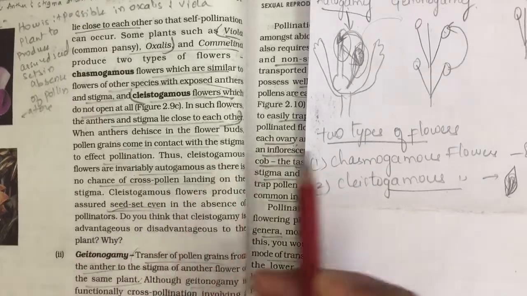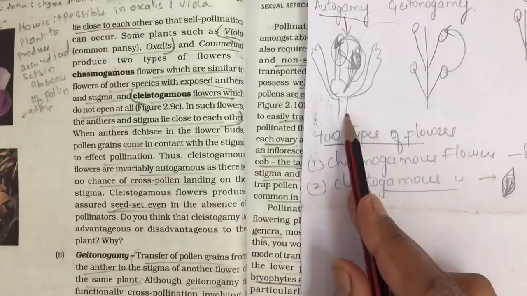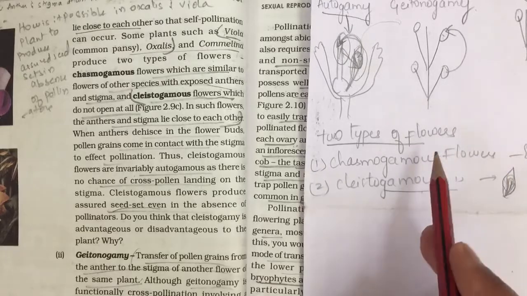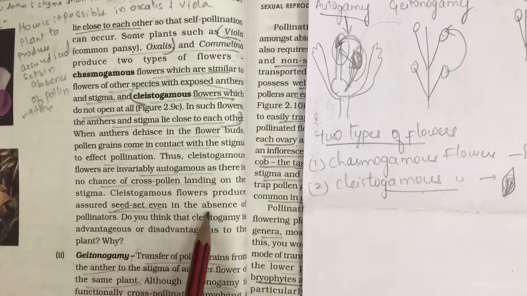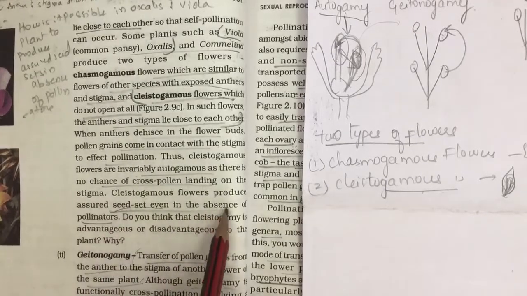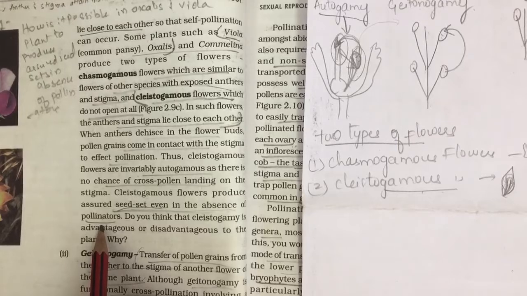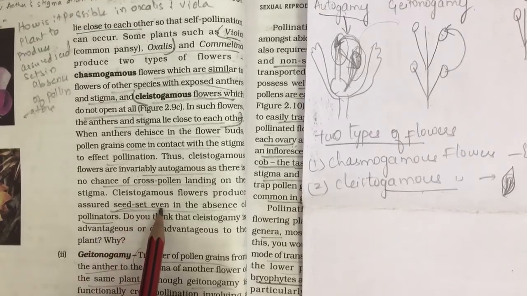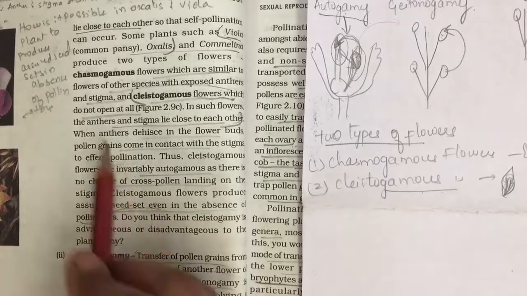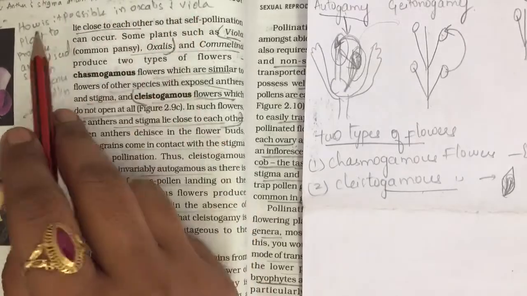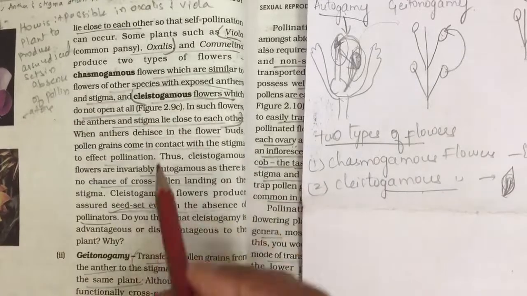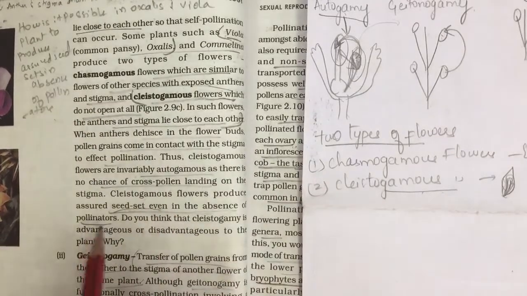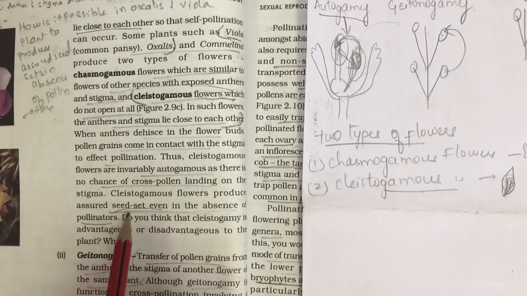So, in Clistogamy flowers, there is a chance of only autogamy. There is no chance of cross pollination because it is closed. Clistogamy flowers produce assured seed set even in the absence of pollinators, because it is closed. It does not require any kind of pollinator. So that's why there is an assured seed set. How is it possible in oxalis and viola plants to produce assured seed set in the absence of pollinators? Because it is a closed flower, it does not require any pollinators, so it can assure seed set even in their absence.